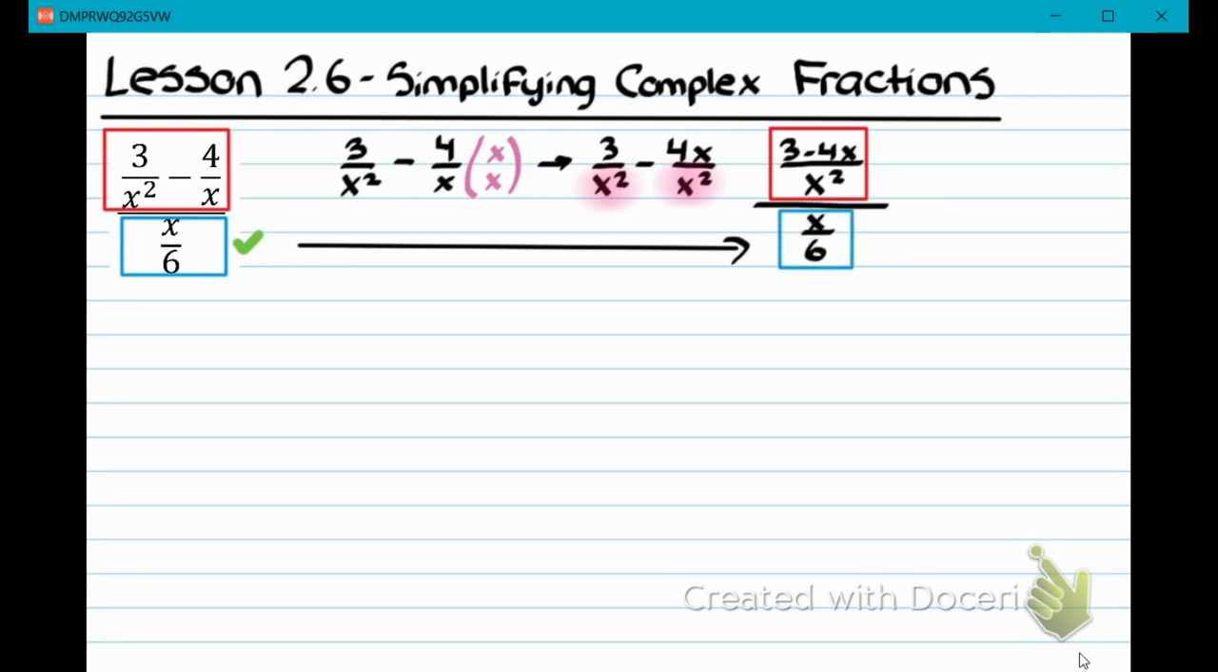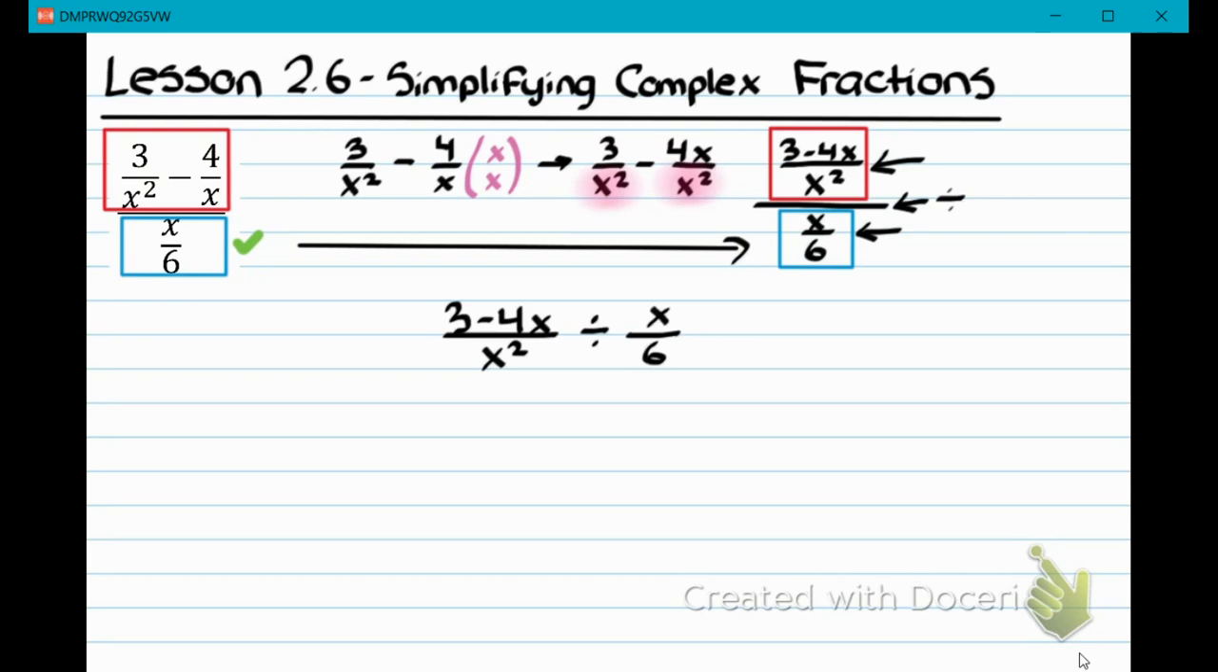Okay, so now I'm really just looking at a fraction divided by a fraction. So this being your top fraction, this being your division sign, and this is your bottom fraction. So we're just going to rewrite it as a division problem. So 3 minus 4x over x to the second. And then rather than the division line, which is right here, we're just going to put a division sign. And this is just to help us see it a little bit better. So we have divided by x over 6.